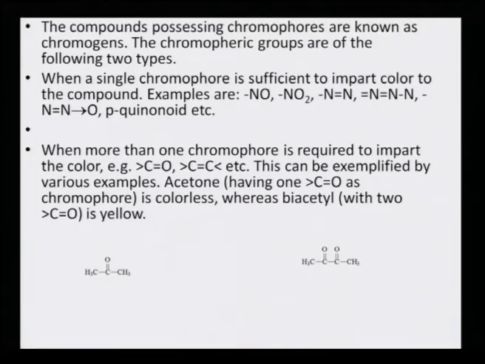When more than one chromophore is required to impart color, like CO, C double bond C, this can be exemplified by the example that I took a while ago. See, acetone, which has just C double bond O, is actually colorless, but when there are two such groups attached to it in biacetyl, it is yellow in color. So, you see that one is not enough to impart color, but when two such chromophores are present, or if there was an alpha beta unsaturated ketone having C double bond O and C double bond C, then it would have been pale yellow in color. So, the more conjugation it brings in, the better it is.